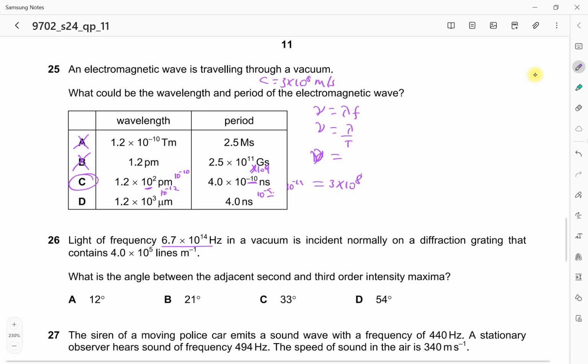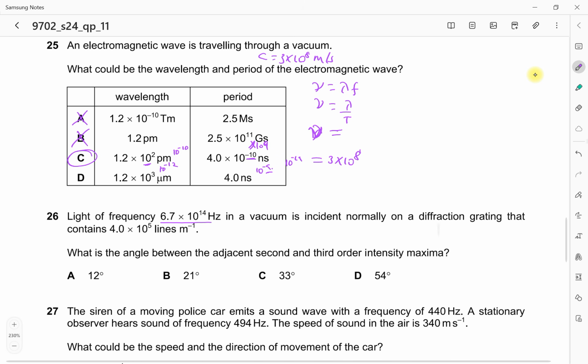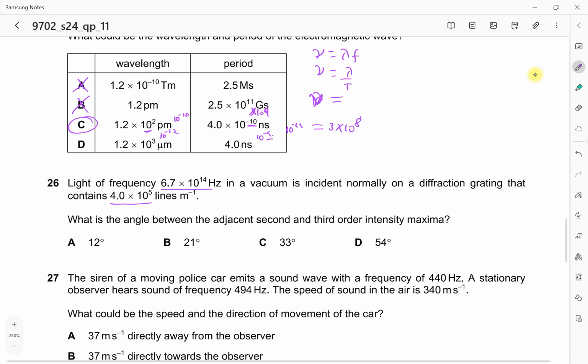Light of frequency 6.7 times 10 to the power of 14 hertz. Remember, I've just been substituting into this formula for all these values, but changing the prefixes. Light of frequency 6.7 exponent 14 in a vacuum is incident normal on a diffraction grating that contains 4.0 times 10 to the power of 5 lines per meter. What is the angle between the adjacent second and third order intensity maxima?